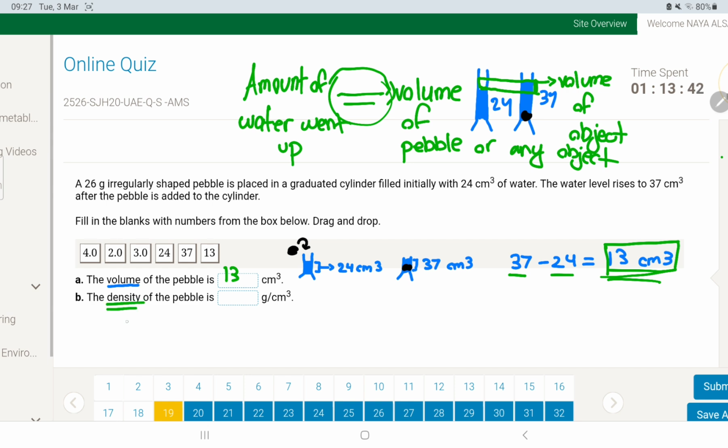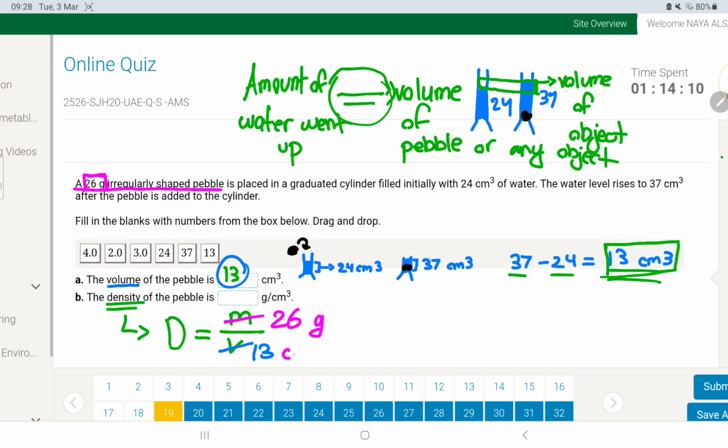Now we need the density, guys. So the density is equal to the mass over the volume. First, what's the volume of the pebble? We found it to be 13, right? Now we need the mass. Here, a 26-gram irregularly shaped pebble. It's in the question. So here, what's the mass of the pebble? 26 grams and 13 centimeters cubed. So now divide them. It's equal to 2 grams per centimeters cubed.